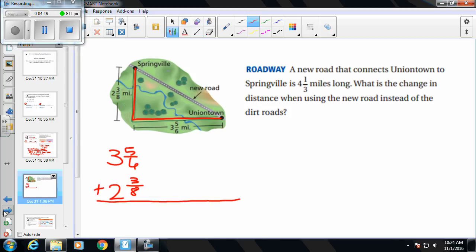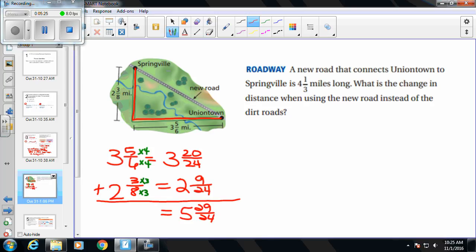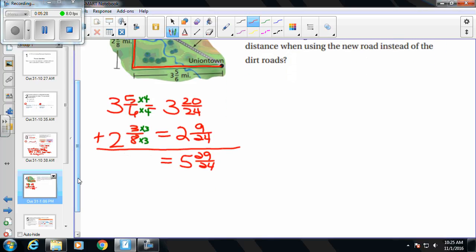When I add fractions, I need common denominators. In this case, my common denominator is 24, so I have 3 20/24s. Remember, I multiplied here by 4, so if I do it to the denominator, I do it to the numerator. Here, if the common denominator is 24, I have to multiply the numerator and denominator by 3, which gives me 2 and 9/24. And I add vertically, I get 5 and 29/24. Oh, I can't deal with this here. That's not good. So 24 goes into 29 once. That brings me to 6 with 5/24 left over. And that is miles.